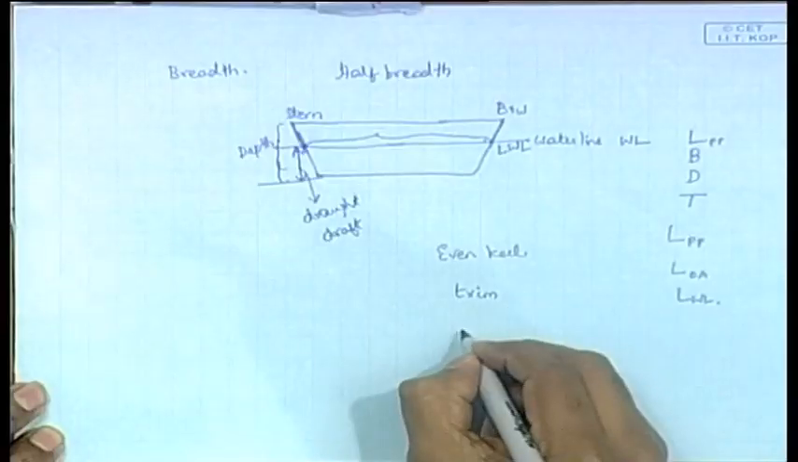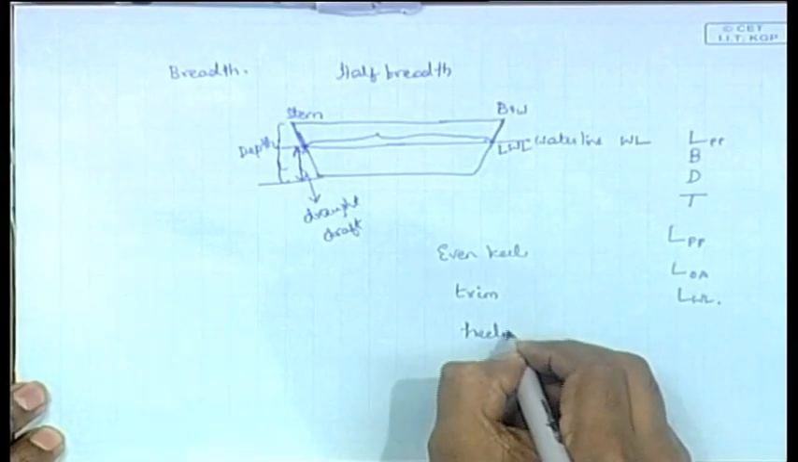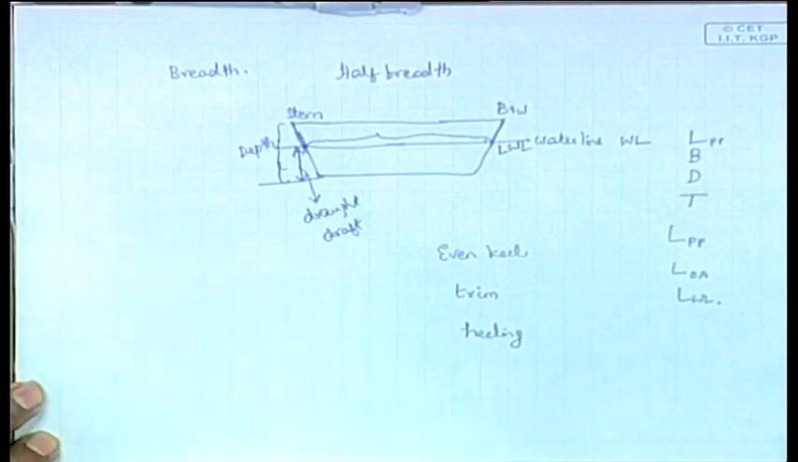And similarly, instead of remaining horizontal in this direction, the ship can go like this or like this. That is another degree of freedom, another direction, and that process is called heeling. It is not used interchangeably; you cannot call this trimming and this heeling. This is always trimming and this is always called heeling.